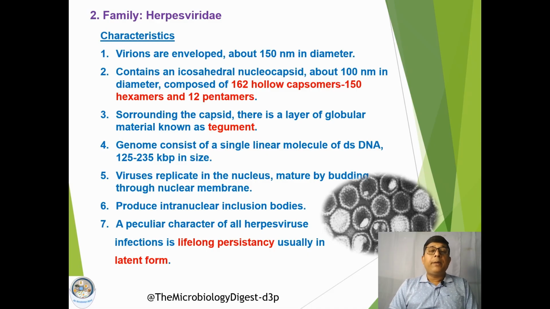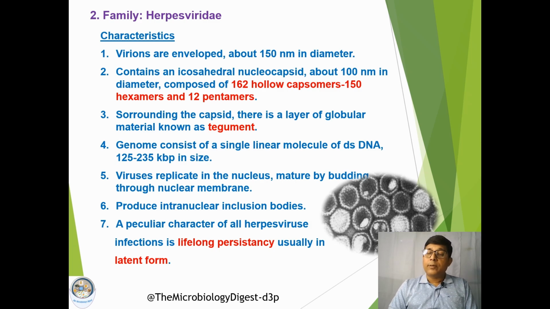Characteristics of this family: these are enveloped viruses, 150 nanometer in diameter, having an icosahedral capsid, and the number of capsomeres in herpes virus is 162, out of which 150 are hexons and 12 are pentons. Typically, herpes viruses have a special covering around the virus called the tegument. This is a layer of globular material present in herpes viruses.